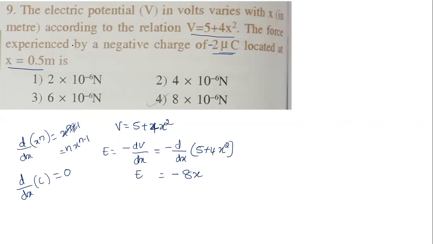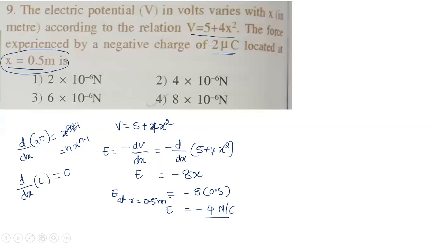Okay, so they're asking, look at it now, the force experienced by the negative charge at where? At this point, how much electric field is there? We need to calculate. We got electric field E as 8x with a negative sign. So E at x equal to 0.5 meter is minus 8 into 0.5. So it will become minus 4, because 8 into 0.5 means 4. We'll take 4 Newton per coulomb. That is the electric field.